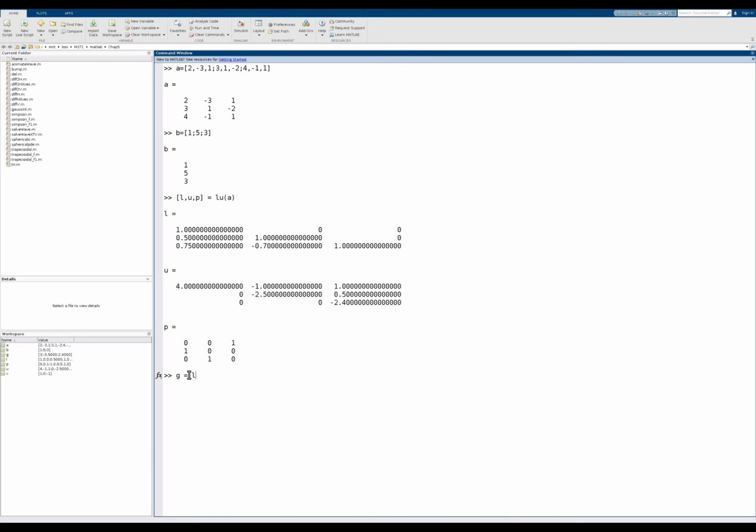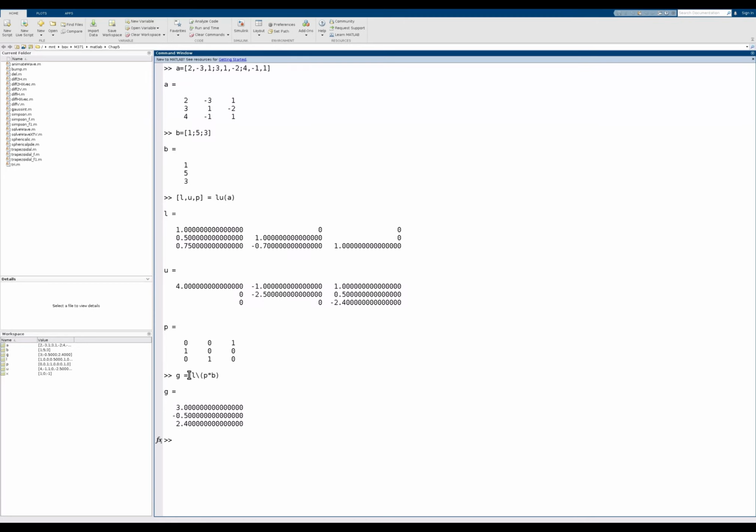We say L divided into, notice that's a backslash. It's like we're dividing on the left by L. Of course, in matrix operations, you'd have to distinguish between dividing on the left or dividing on the right. Here, we specifically want to divide on the left by L, and we want to divide the matrix P times B. We have to permute B according to the pivoting that was done in doing the row reduction. Okay, so we do that, and there's our G value: 3, negative 1/2, 2.4.